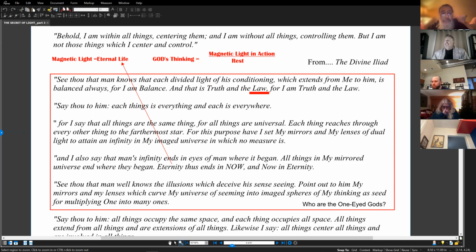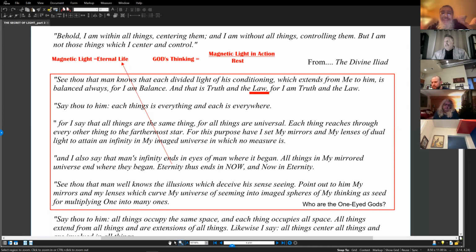"Say thou to him, each thing is everything, and each is everywhere. For I say that all things are the same thing, for all things are universal. Each thing reaches through every other thing to the farthermost star. For this purpose, I have set my mirrors and my lenses of dual light to attain an affinity in my imaged universe in which no measure is.